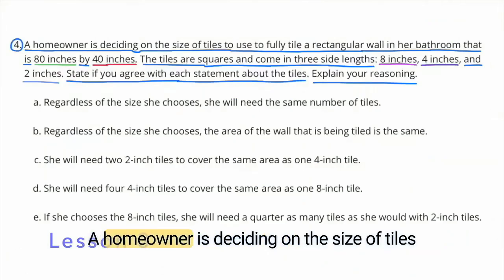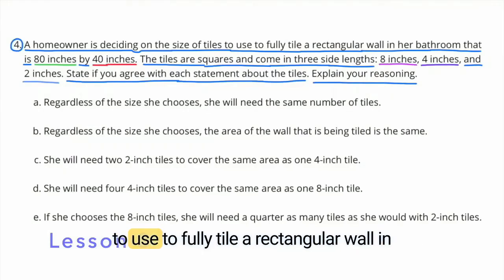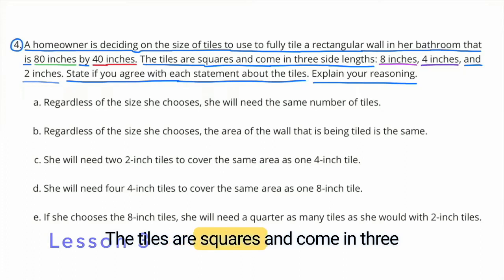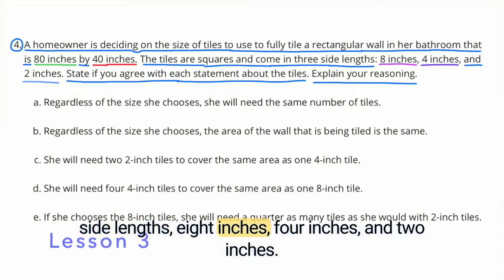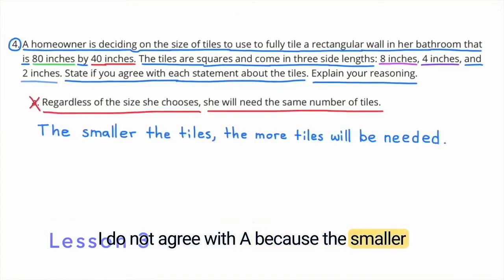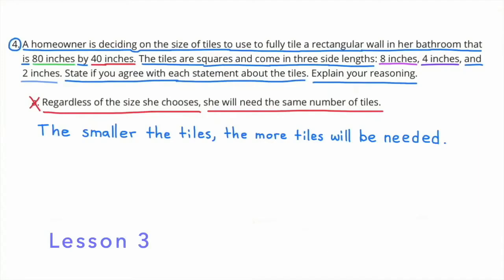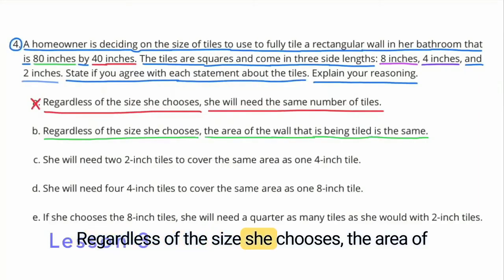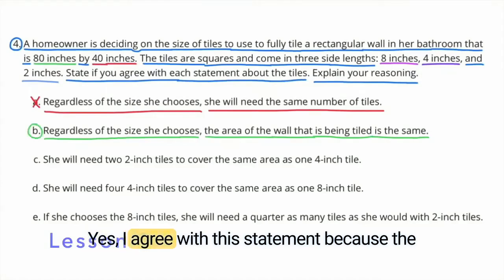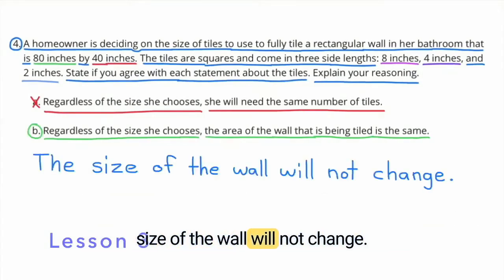Number 4. A homeowner is deciding on the size of tiles to use to fully tile a rectangular wall in her bathroom that is 80 inches by 40 inches. The tiles are squares and come in 3 side lengths, 8 inches, 4 inches, and 2 inches. State if you agree with each statement about the tiles. Explain your reasoning. I do not agree with A, because the smaller the tiles, the more tiles will be needed. B. Regardless of the size she chooses, the area of the wall that is being tiled is the same. Yes, I agree with this statement because the size of the wall will not change.